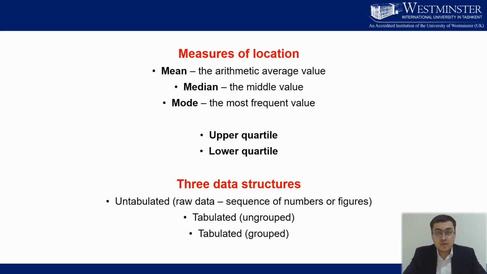And somewhat related to the idea of a median is the upper and lower quartile that we're also going to be discussing today. And we're going to be discussing all of these measures of location within the three data structures that we have. That is the untabulated raw data, the tabulated ungrouped data, and the tabulated group data structures.